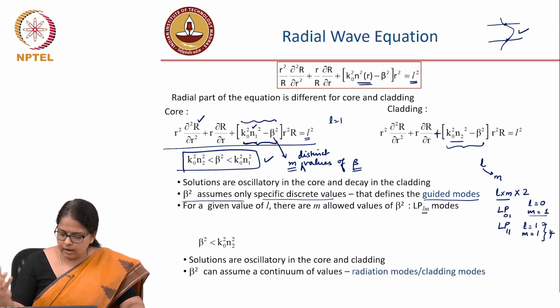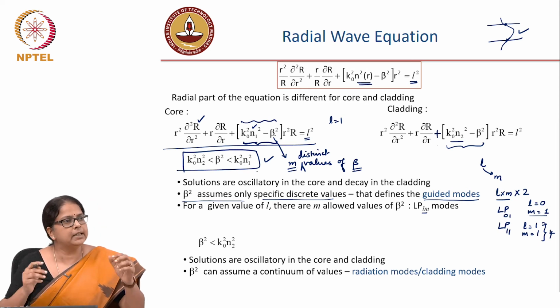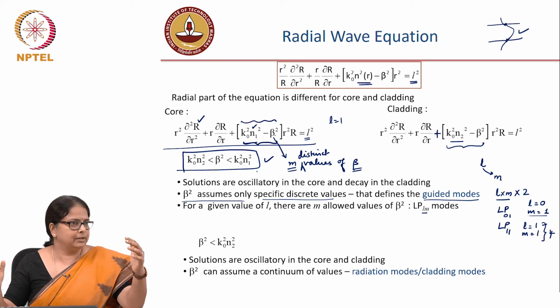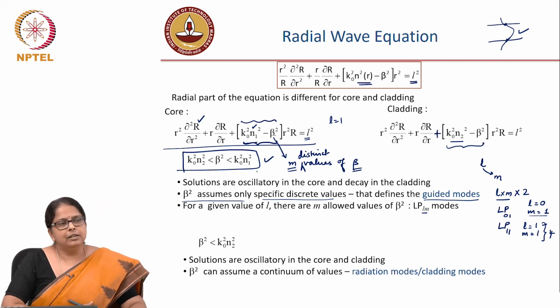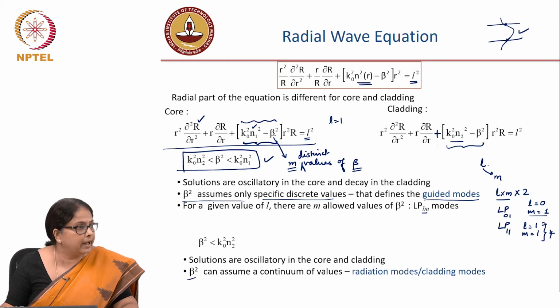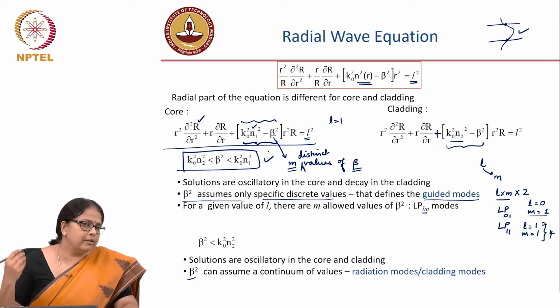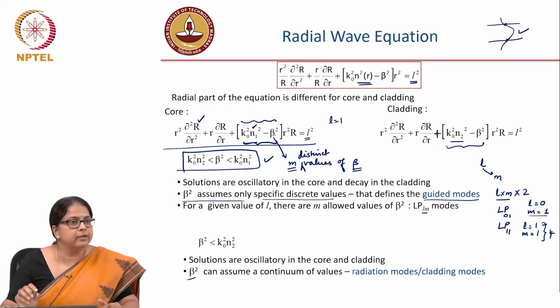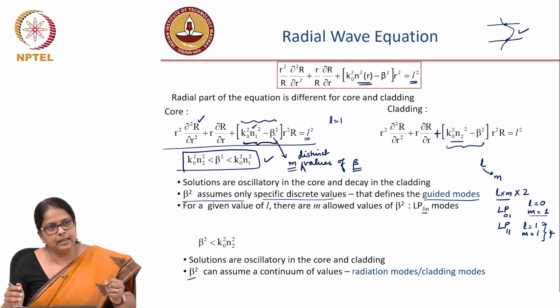Now, these solutions are oscillatory in core as well as cladding. Of course, they were oscillatory in core because that is decided by your n1 square condition, but they are oscillatory in cladding also, which means these are supported where? These are supported in the entire fiber, core, cladding, everywhere. The point is, you won't get discrete solutions if I have both these conditions satisfied. You can have beta square as a continuum of values because you are not placing any kind of restrictions here. So, beta square can take any value.